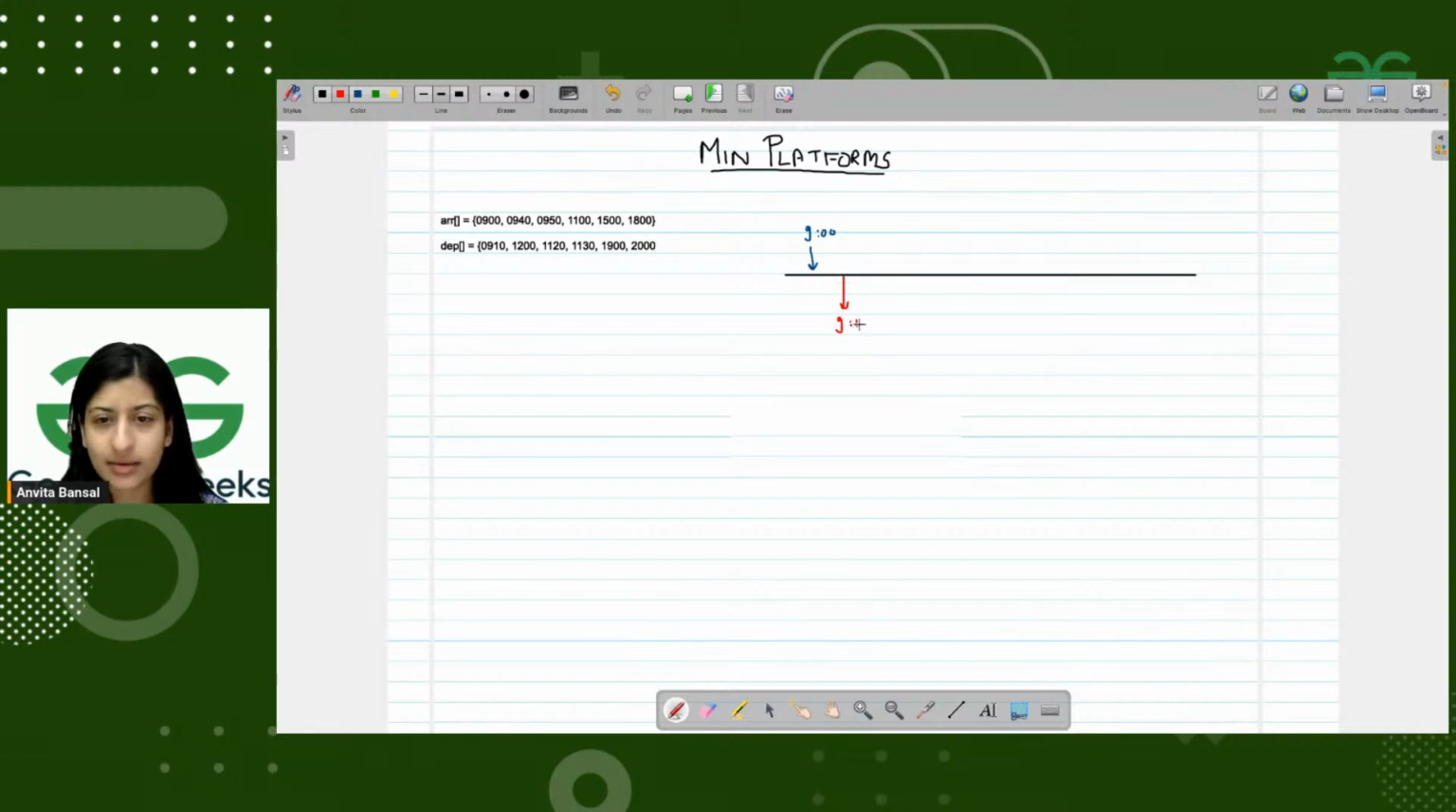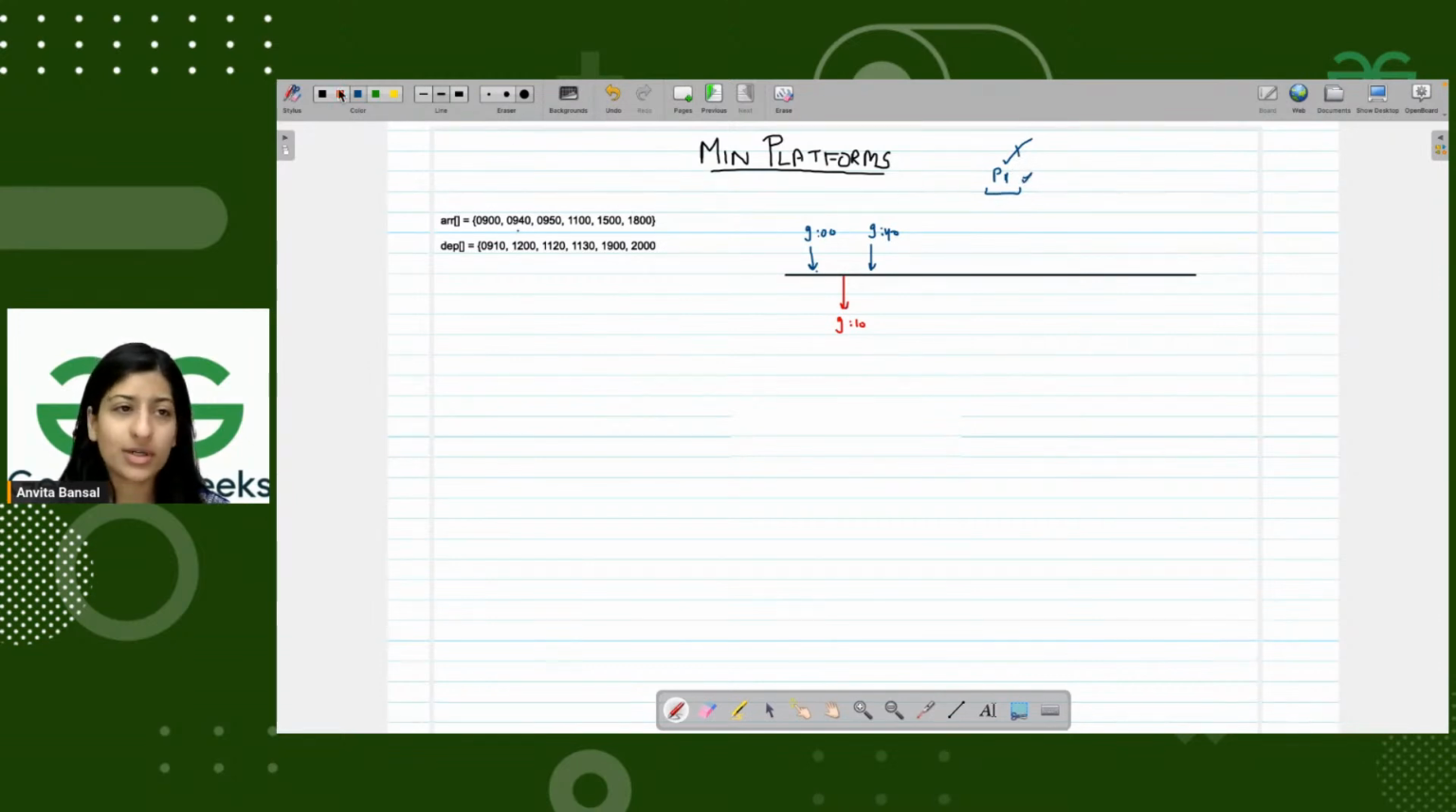This is your 9:10. Then there is another train which arrives at 9:40. So 9:40 is after 9:10 only. So we can assume that if this train took some platform P1, it has already gone from there by the time another train has arrived. So P1 is still empty. It was first used by one train and is now left empty once it leaves, because the other train arrives after the departure of the previous train. So I can say it can still use P1.